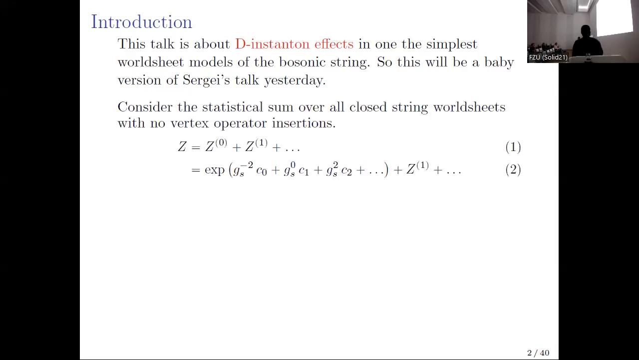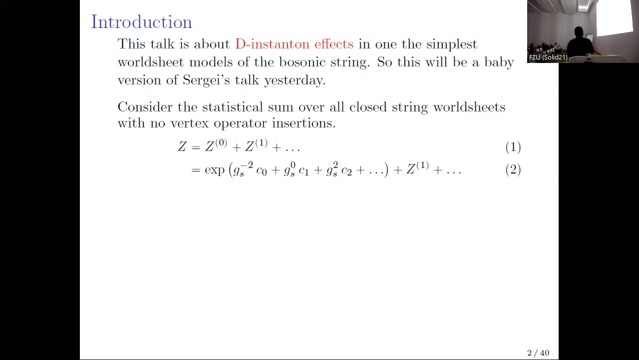Okay, so just consider the statistical sum over all closed string worldsheets with no vertex operator insertion. Essentially, we are just taking sphere plus torus and so on, the multi-string version. So Z represents a multi-string partition function. I have put here Z superscript 0 plus Z superscript 1 plus so on. Z superscript 0 is the usual expansion: the sphere, torus, genus 2 surface plus dot dot dot, and exponentiated.